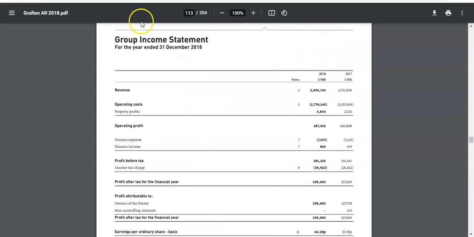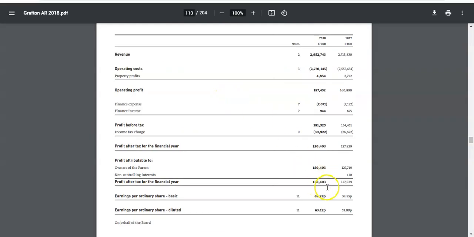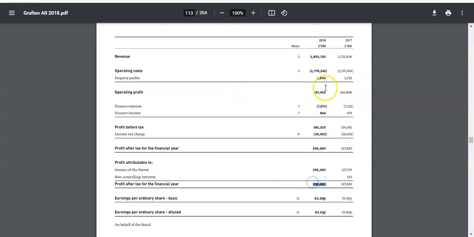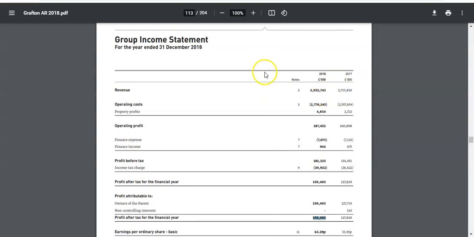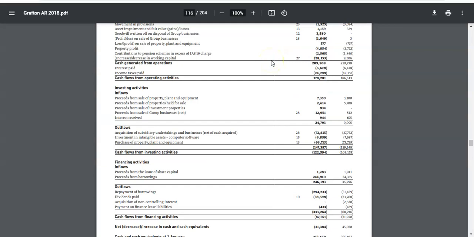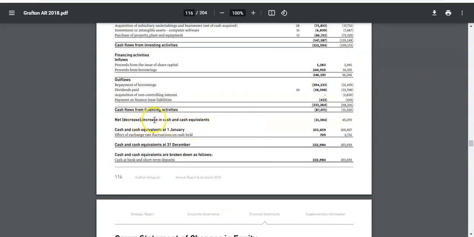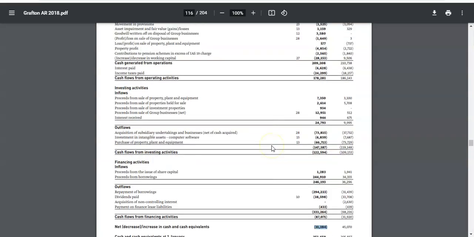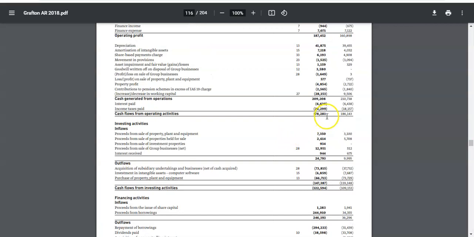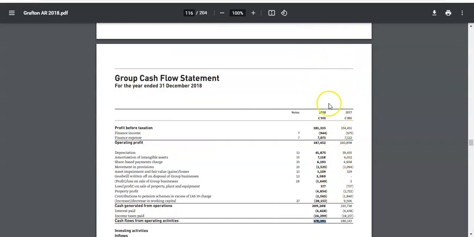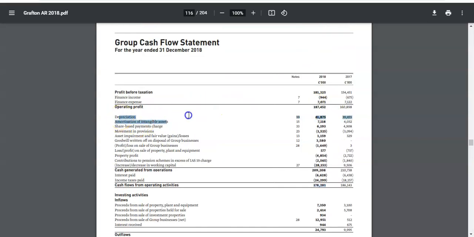Same if you look at, for example, the Grafton Group. Grafton Group made 150 million profit in 2018, in the group income statement. You come down here to the cash flow statement, the net increase or decrease in cash, and they actually lost 31 million in cash. They made 178 million from operations when you deal with all the adjustments. So you're adding back depreciation there again because it's non-cash.